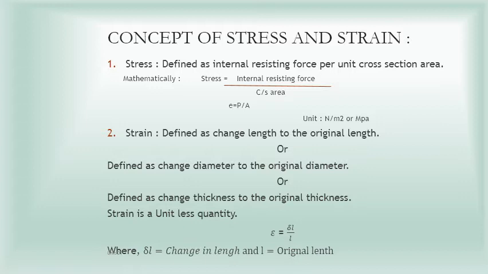Another term is strain. It is defined as change in length to the original length, or it is also defined as change in diameter to original diameter, or change in thickness to original thickness. And obviously strain is a unitless quantity because similar quantities in the numerator and denominator get cancelled. It is denoted by the Greek letter epsilon.